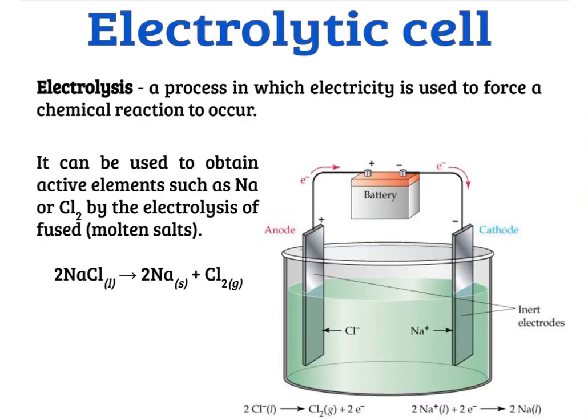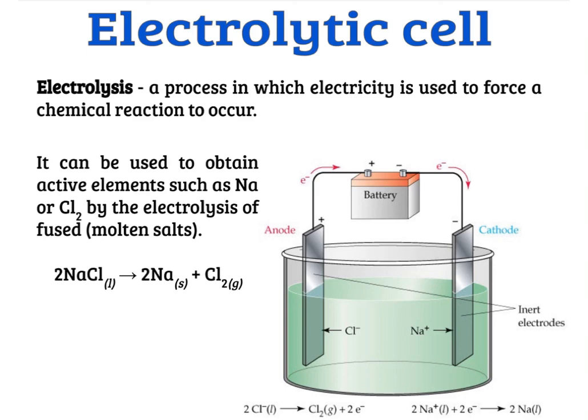Apart from making shiny keys and spoons, we can use electrolysis for obtaining active elements such as sodium and chlorine. We can do that through electrolysis of molten salt. The molten salt is a salt that is normally solid, but at a very high temperature can become a liquid. In molten salt, ions of the salt are separated and they can move.